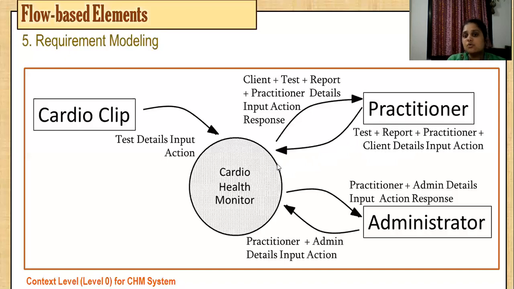So the system is going to give a reply to all these input actions that he has given. All these things, 1, 2, 3 and 4, will be represented here: client, test, report and practitioner details. Input action, whatever you have given, we are getting a response of that action. So this data is nothing but your input details that you have given here, and you are adding the word response here to show that this is coming out of the system.